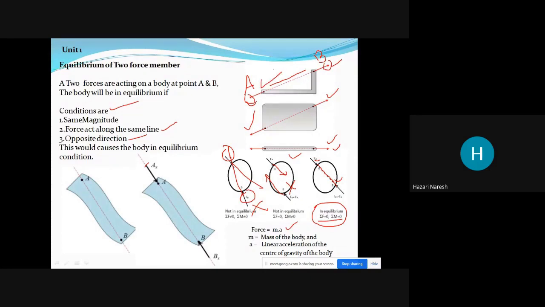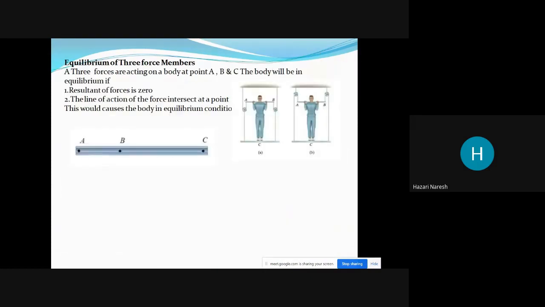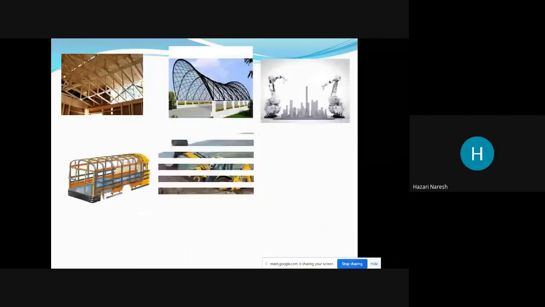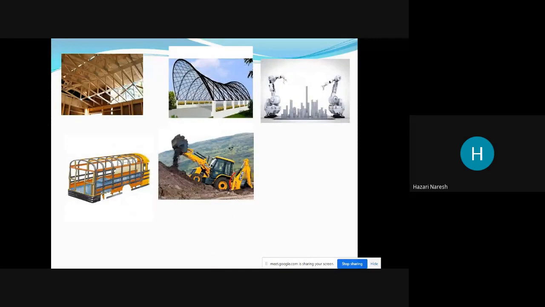Okay? Now for the second, equilibrium of three force members. Equilibrium of three force members is a ternary joint. If you see where we have to use ternary joints, particularly see in JCBs. In a JCB there is a ternary joint. It's one of the ternary joints. In this arrangement, a hook arrangement is there. There is a ternary joint. Okay, so that's an application of a ternary joint.